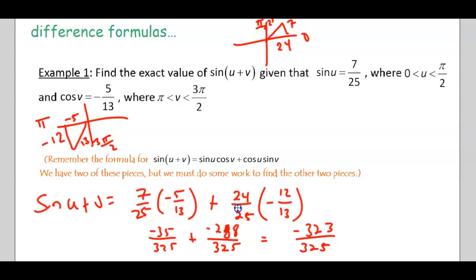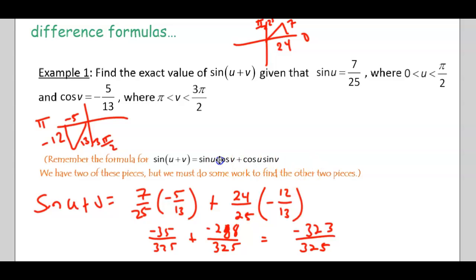No, no, no, because I want common denominators so I can add them. That's all. Good question. Questions over this problem?